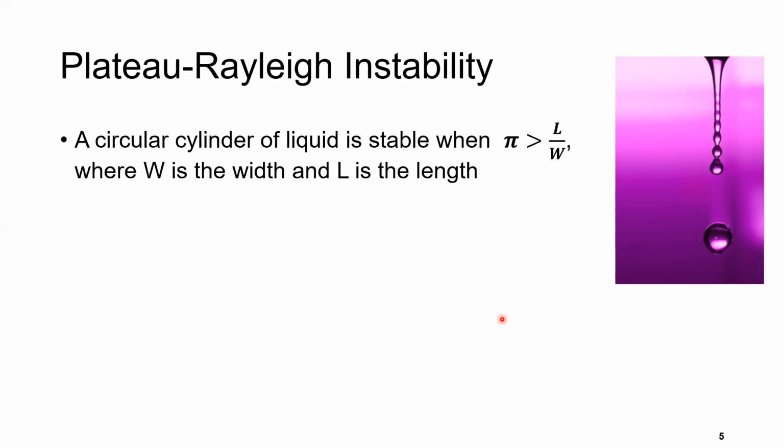Now, as I mentioned before, one of the major explanations for this phenomenon is the Plateau-Rayleigh instability. The Plateau-Rayleigh instability basically says that for a vertical cylindrical jet of fluid, this jet is stable so long as it meets this criterion, where the ratio of the length of the jet to the width has to be less than pi. This isn't the only stability criterion out there for this particular situation.